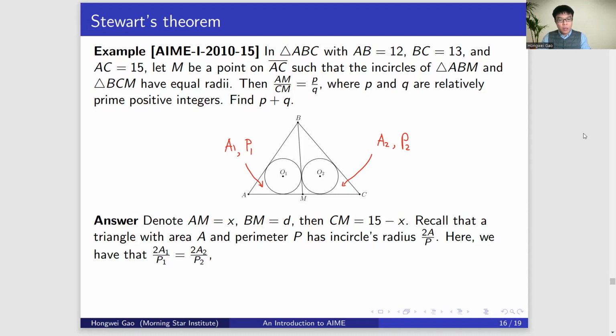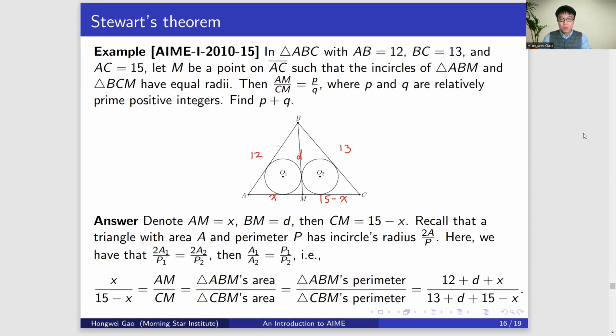Now we have that 2A1 over P1 equals 2A2 over P2. Accordingly, we see that A1 over A2 is equal to P1 over P2. Now let's plug in our notations. For these two triangles, ABM and CBM, we consider AM and CM as their bases. They have the same height, so the ratio of their areas corresponds to the ratio of their bases, which is AM over CM. In our notation, it is just X over 15 minus X.